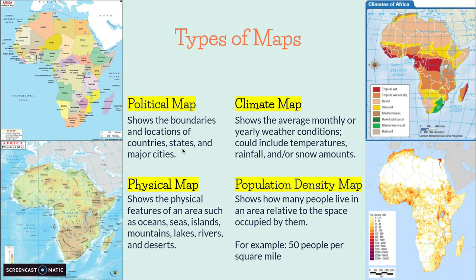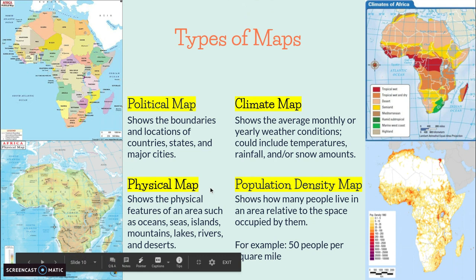So the first type of map is a political map. A political map shows the boundaries and locations of countries, states, and major cities. If you look at this political map of Africa, the focus is on the different countries within the continent. That's the major focus, to show the boundaries of the different countries.